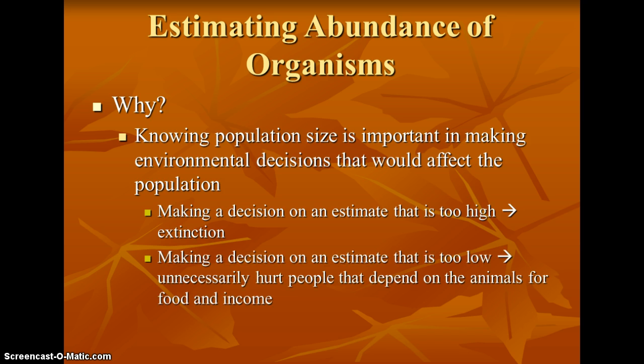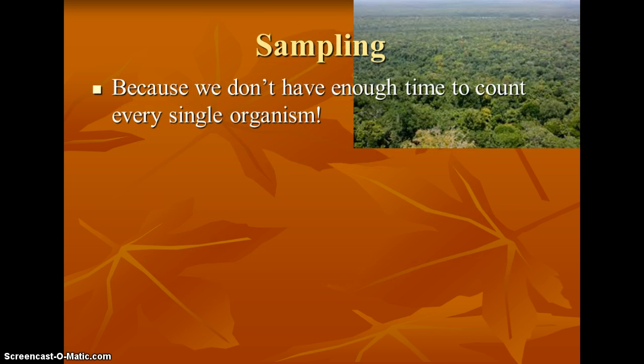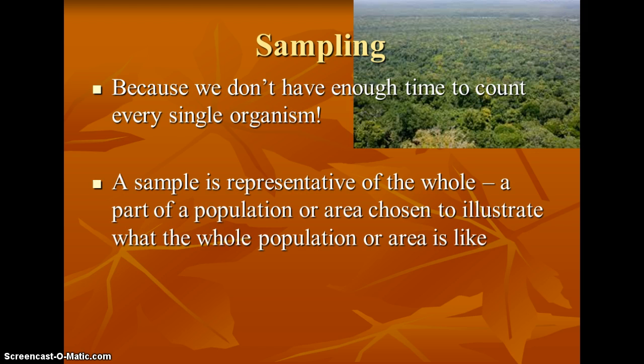If we have an estimate that is too low, and we do not take action, or we preserve something that is there, we might unnecessarily hurt people that depend on those animals or those resources. Now, it doesn't make sense for us to go out in an ecosystem and count every single organism. Not only do we not have enough time, but that is impossible. So what we do is we take a sample, and then from that we can extrapolate how many organisms there are and get a pretty good estimation.